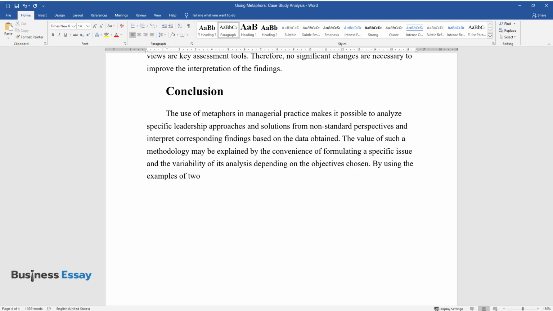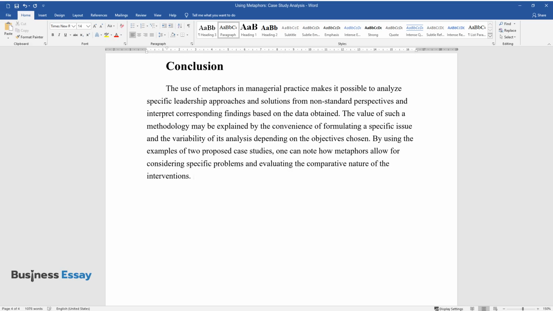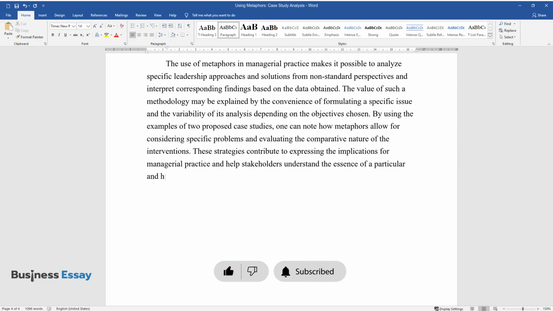By using the examples of two proposed case studies, one can note how metaphors allow for considering specific problems and evaluating the comparative nature of the interventions. These strategies contribute to expressing the implications for managerial practice and help stakeholders understand the essence of a particular issue and how to solve it.